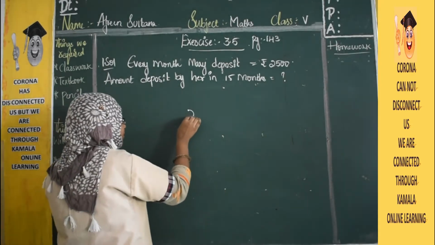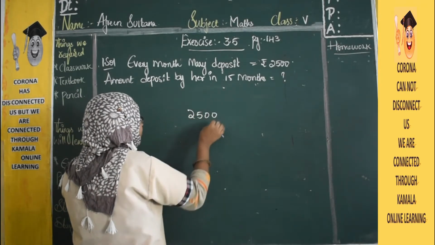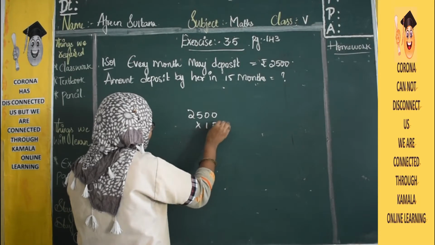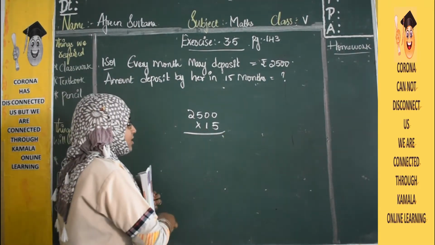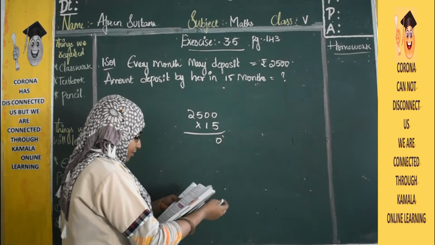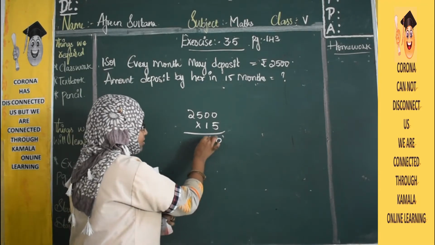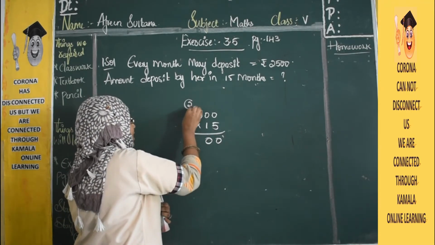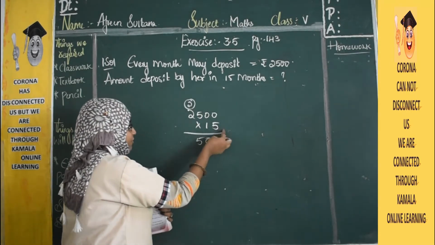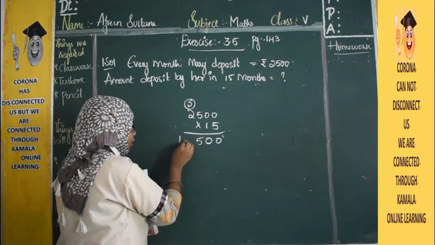Now we will find out 2,500 into 15. So this is our multiplier. Now 5 zeros are 0. Again 5 zeros are 0. 5 fives are 25, so 2 will be carried and 5 will be written down. Again 5 twos are 10, 10 plus 2 is 12.